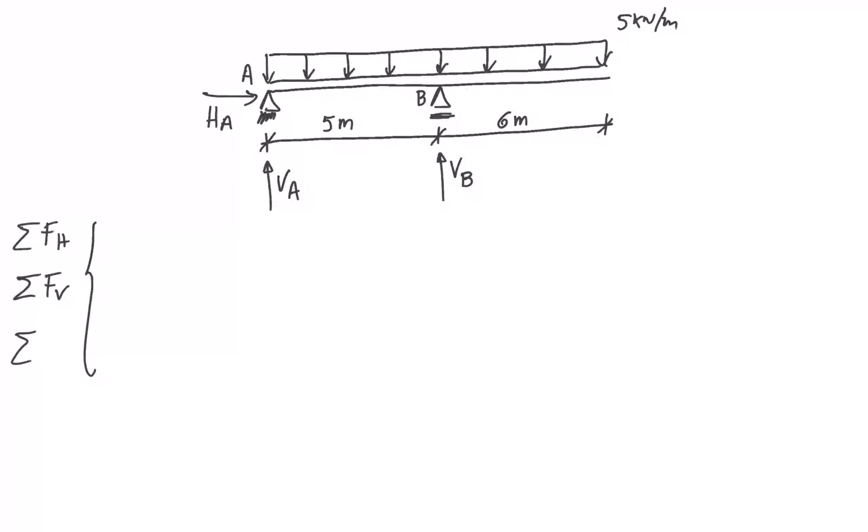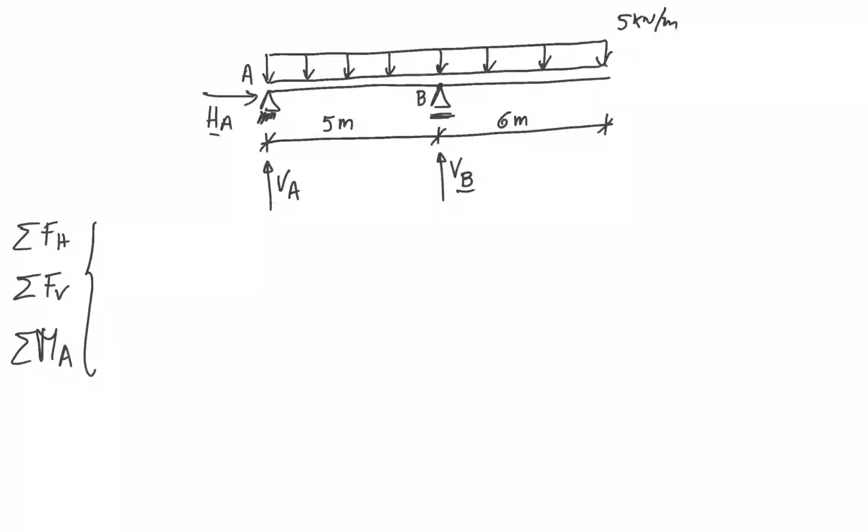It's usually easier to choose a point where as many unknowns as possible go through. So VA and HA go through point A, HA and VB go through point B. So either point A or point B would be good choices. Let's make it A. So I have three reactions and I have this distributed load here, which I will come back to soon enough.